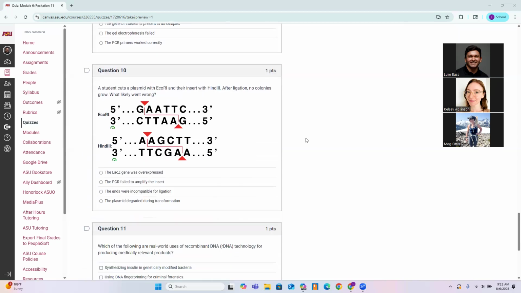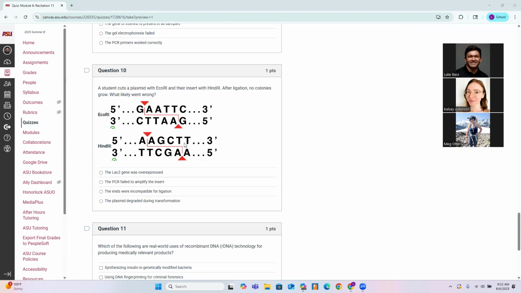So then question 10, a student cuts a plasmid with EcoR1 and their insert with HindIII. These are two other restriction enzymes that are widely used. After ligation, no colonies grow. What likely went wrong? So when I was talking about the enzymes earlier, you'll see that there are these 6 nucleotide sequences that these enzymes cut around. So for EcoR1 specifically, it cuts at GAATTC, going 5' to 3'. Then HindIII is AAGCTT.